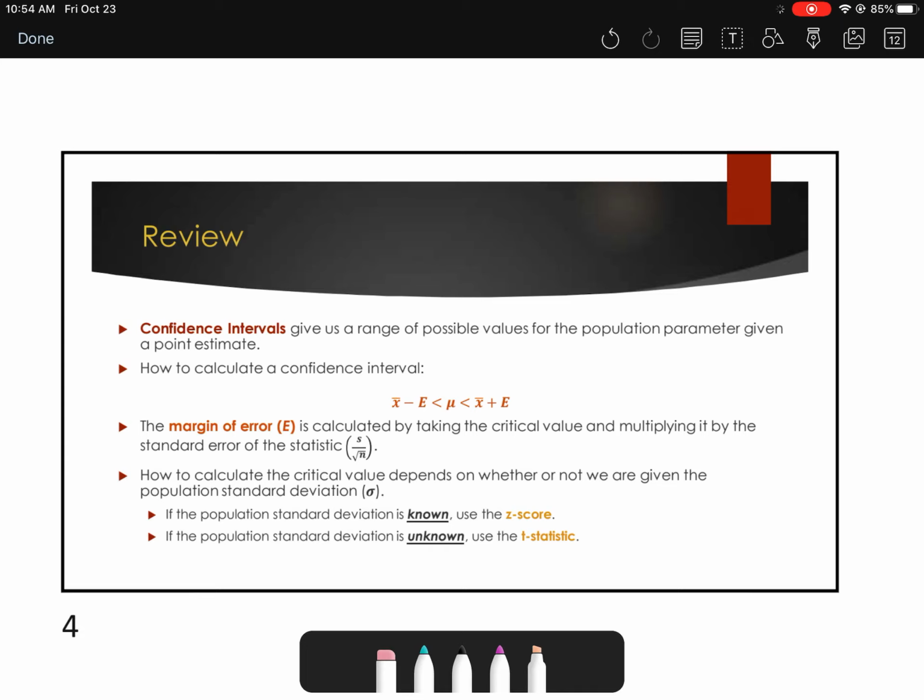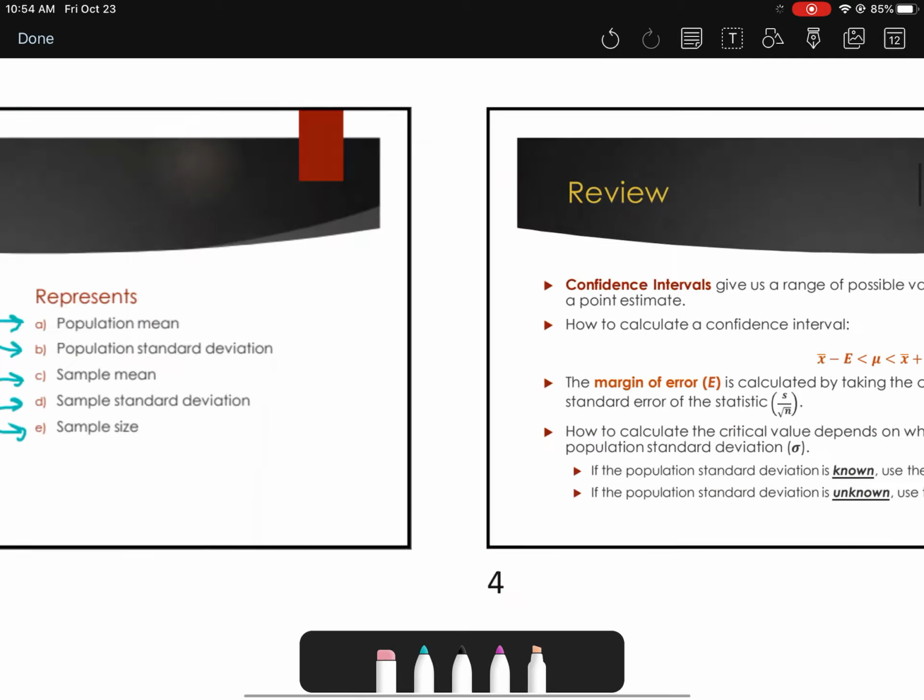How to calculate the critical value depends on whether or not we are given the population standard deviation. If the population standard deviation is known, we will use a z-score. We haven't seen that yet, but you will see that today. And if the population standard deviation is unknown, we use the t-statistic. That's what we did in Module 3, Part 1. We did not know the population standard deviation, so we were using that t-statistic.